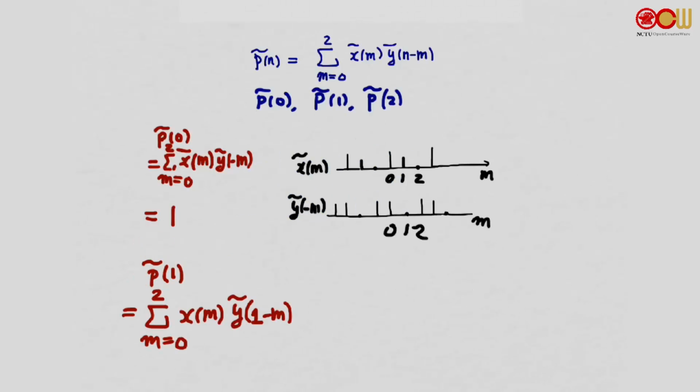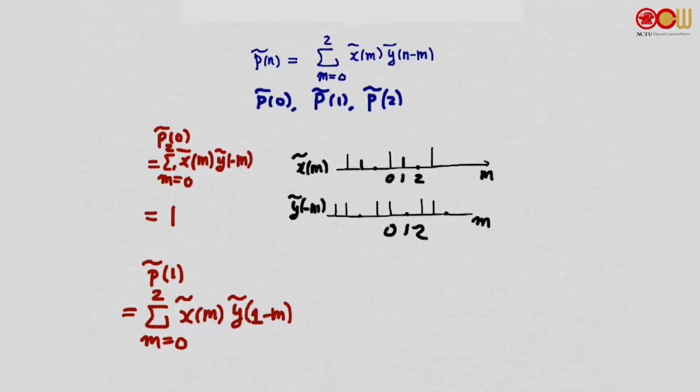Now let's see what p tilde 1 is. By definition, we would have x tilde m and y tilde 1 minus m.